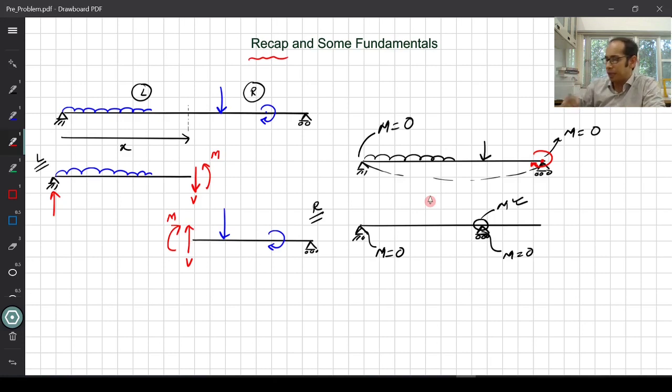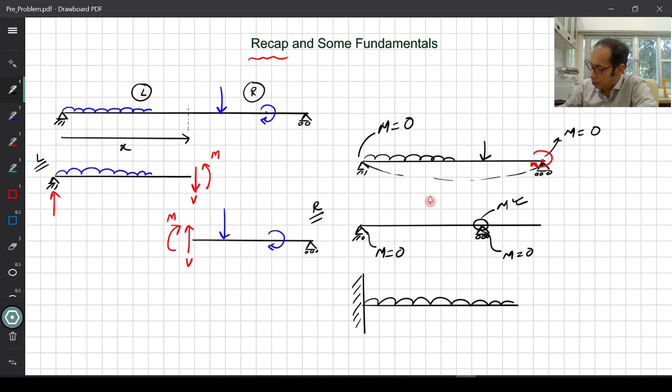Now, another thing to note, suppose you have a cantilever. So if you have a cantilever with a free end, the free end, as the name suggests, is free. That means that if you have the cantilever with some load, maybe a uniformly distributed load or a point load, the free end of the cantilever will have 0 shear, it will have 0 moment as well, because it's a free end, it cannot develop anything, right?